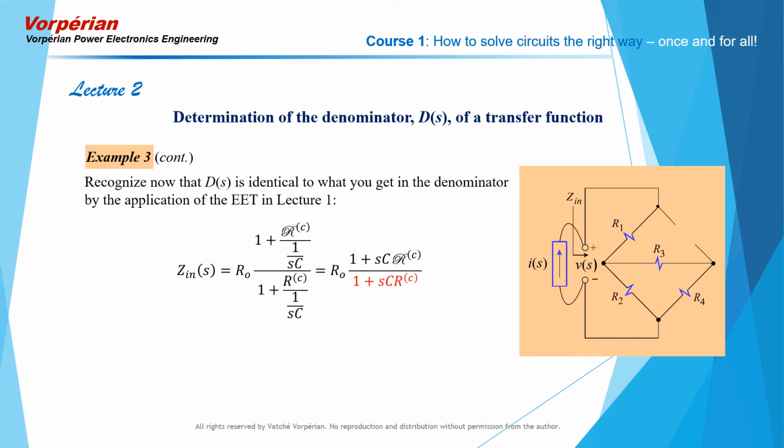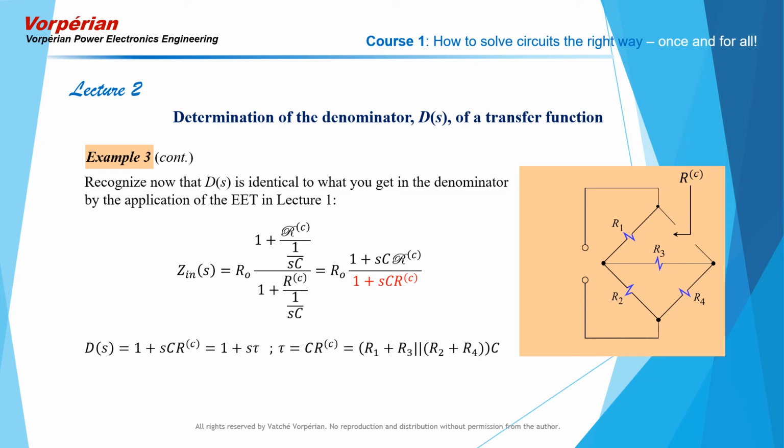In the denominator, what you had to do was open the input port like that and look back into the circuit where the extra element was connected and determine the resistance seen by that extra element. This is nothing more than computing the time constant of the structure that we've been doing all along, with the excitation removed. And that yields the D(s) of the structure.